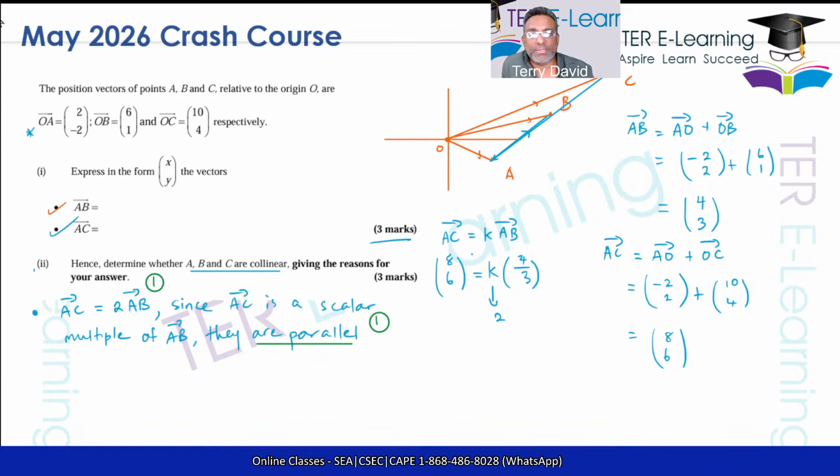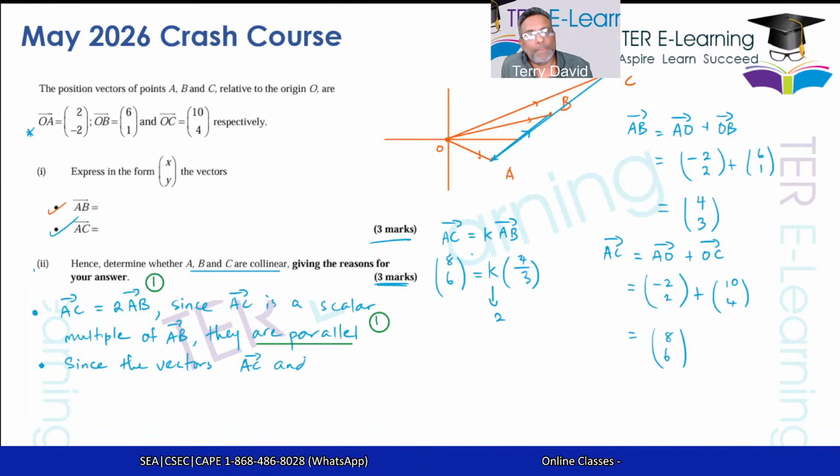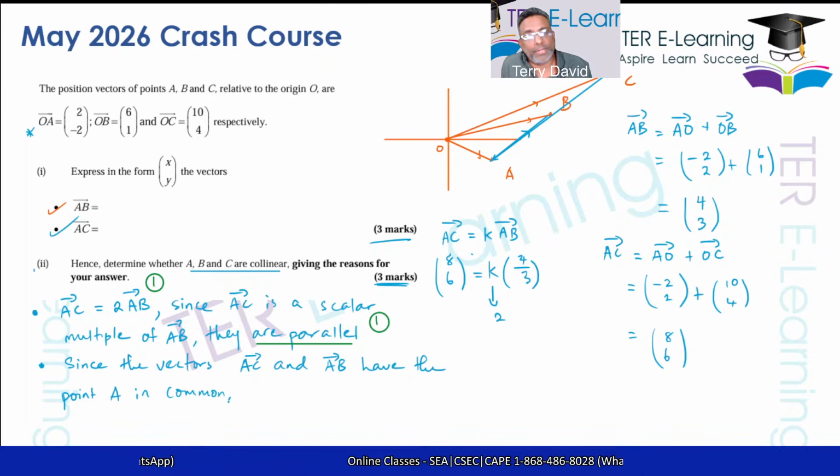The third mark, because this is normally a 3 mark question, watch carefully. You're dealing with 2 vectors, AC and AB. You say, since the vectors AC and AB have the point A in common, they have a common letter, that tells us that A, B, and C are collinear.